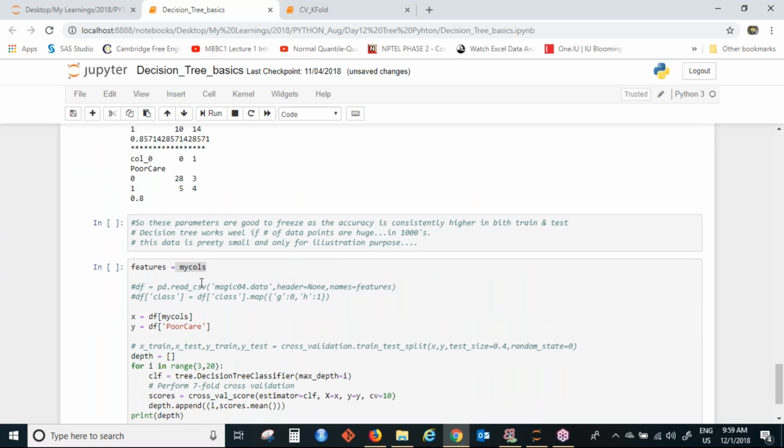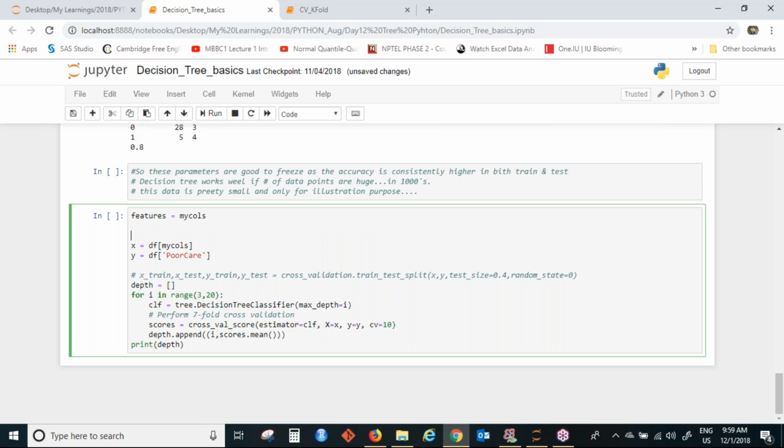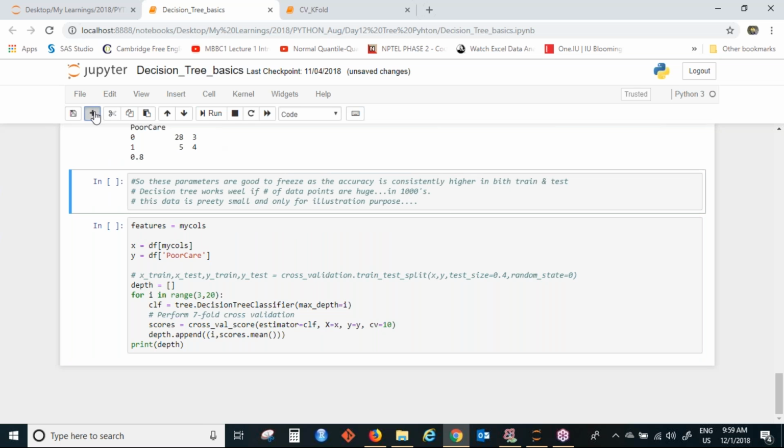Next, what is your dependent variable? Your dependent variable is the data frame's poor care column. I've given it as y. And my independent variable is whatever columns are there in my calls, so my data frame name and then my calls. So this is my independent variable, this is my dependent variable. Let me add a heading here.